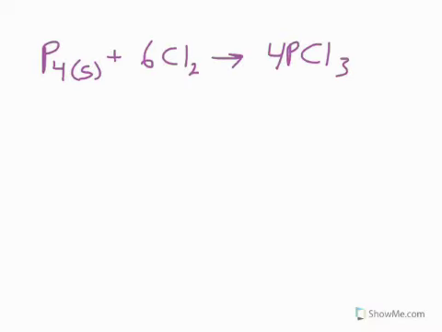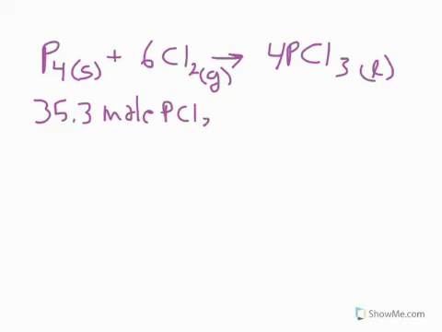Let's do another problem. So here's my balanced reaction. P4 solid plus 6 Cl2, and that's a gas, yields 4 PCl3 liquid. Okay, so I can ask this question numerous ways. So the question I'm going to ask is, if I have 35.3 moles of PCl3 formed, how many moles of Cl2 were used?